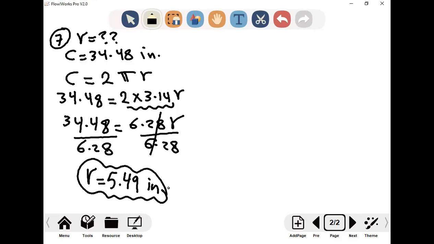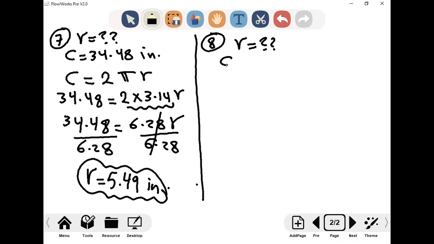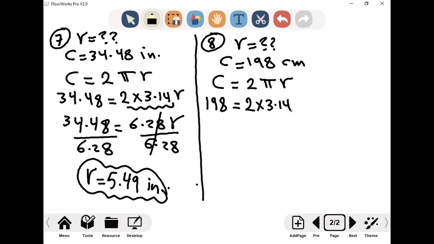Question 8. Let's read the question together. Find the approximate radius. They want from us to find the radius, if the circumference is 198 centimeters. C is given, 198 centimeters. Use the same formula. C equal 2 pi r. C is 198. Equal comes down. The 2 comes down. Multiply pi 3.14 and r comes down. This is 198 equal 6.28 multiply r.